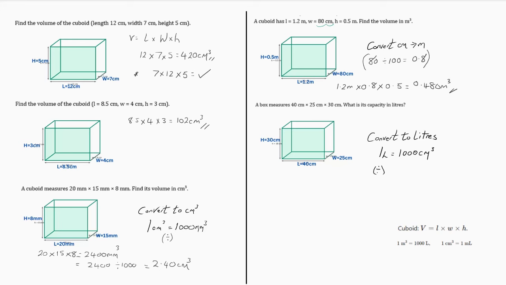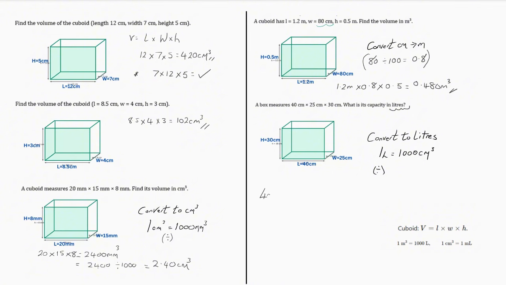A box measures 40 centimeters by 25 times 30. Okay, they're all in centimeters, but what is its capacity in liters? Another question where you really have to read it. Convert to litres. Now, to convert to litres, every centimetre cubed, it's 1,000 for 1 litre, okay? So once again, we're going to divide.